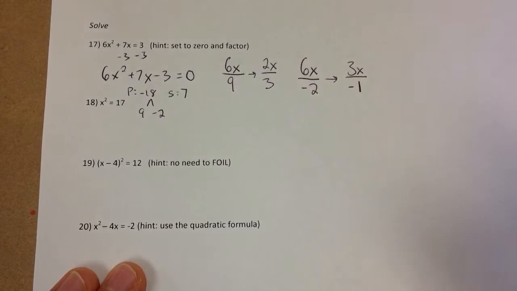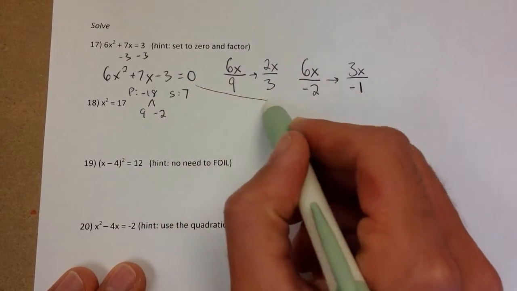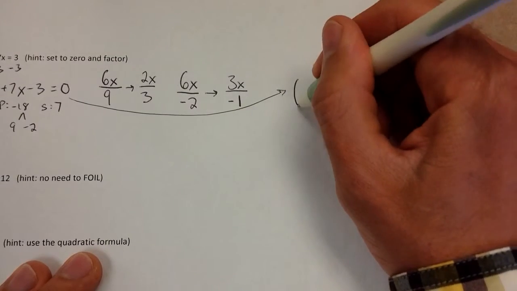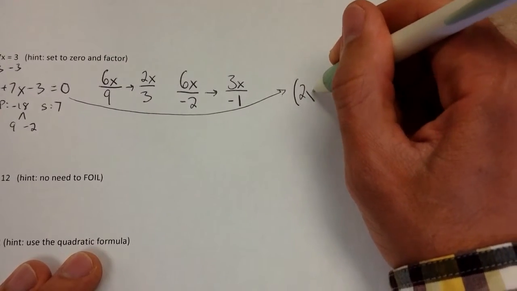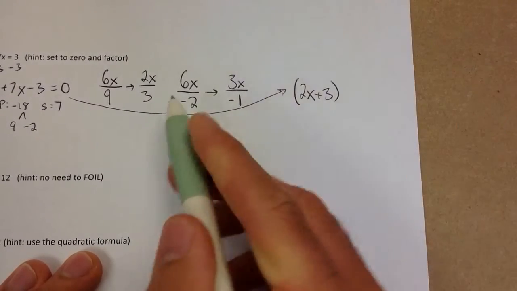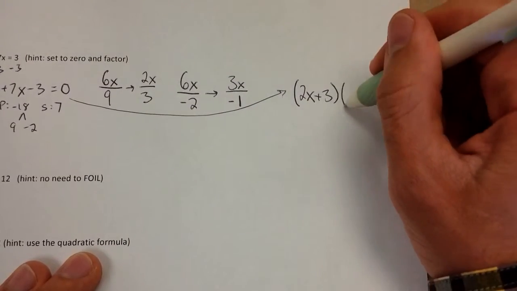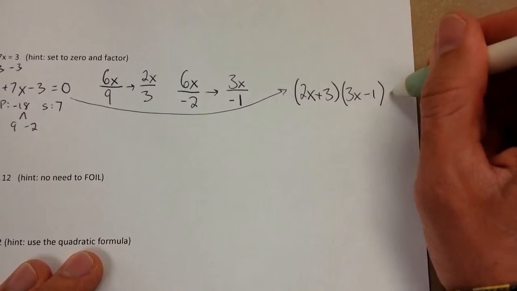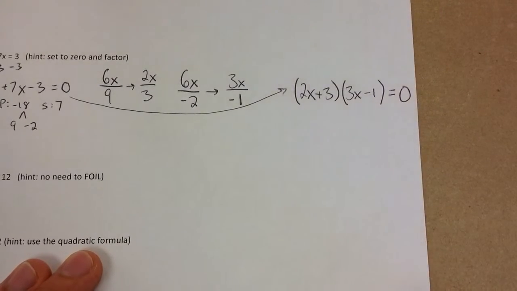This tells us what to write in the sets of parentheses. So now this equation here can be rewritten as the quantity 2x plus 3, I'm getting that from this fraction, times the quantity 3x minus 1, and it's still set equal to 0.